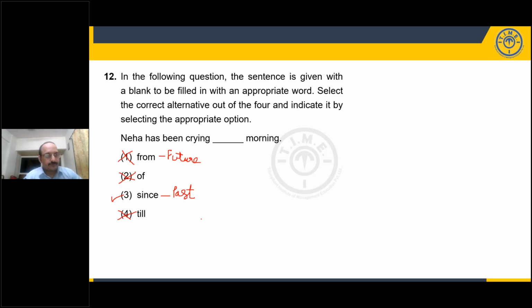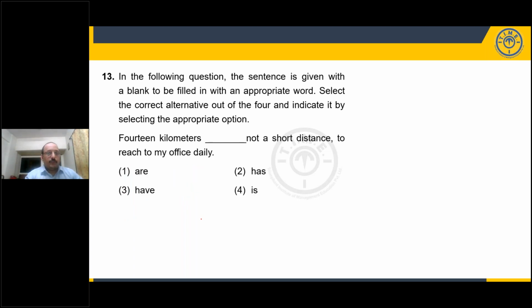Option number 3. The 13th one, 14 kilometers dash not a short distance to reach my office daily. So here I'm talking about 14 kilometers as a singular entity, right? So basically, therefore, in the blank, I need a singular form of the verb, not the plural form. This is like saying 4,000 rupees is a large amount. I won't say 4,000 rupees are a large amount. I need a singular verb over here. So are gets eliminated, have gets eliminated. I'm left with has and is.